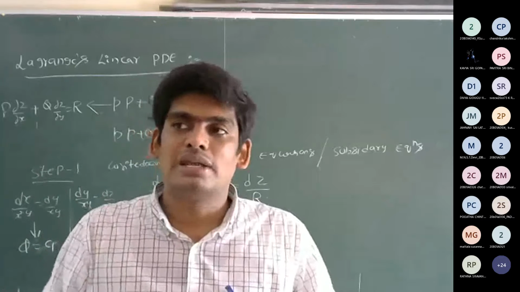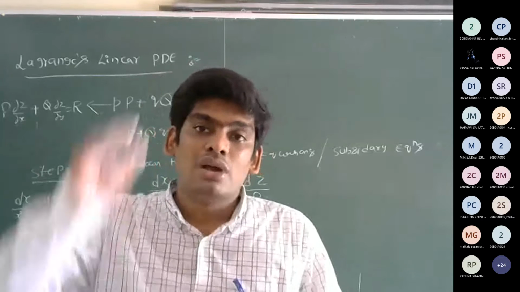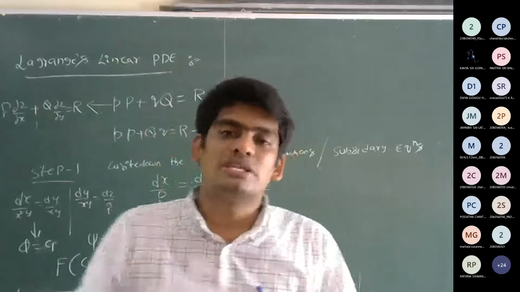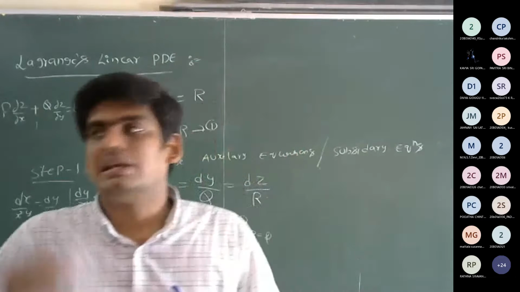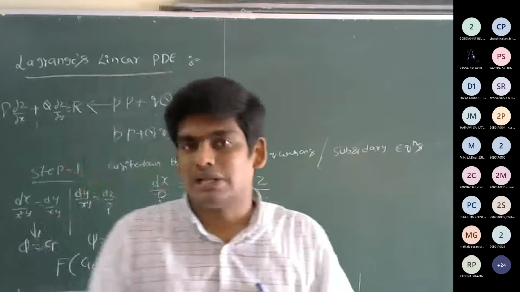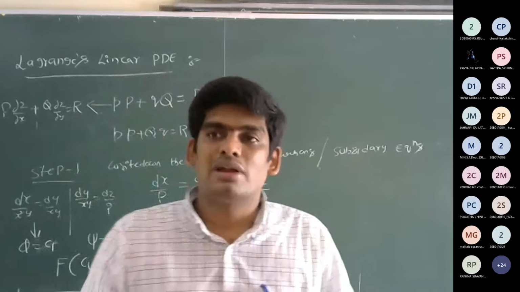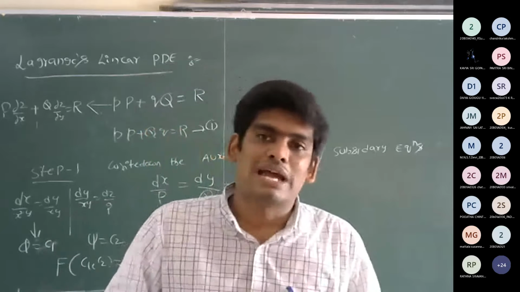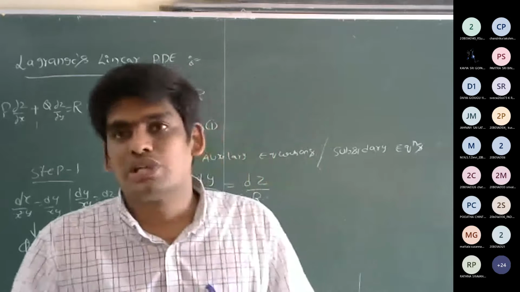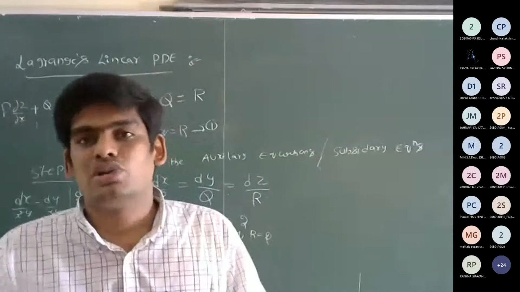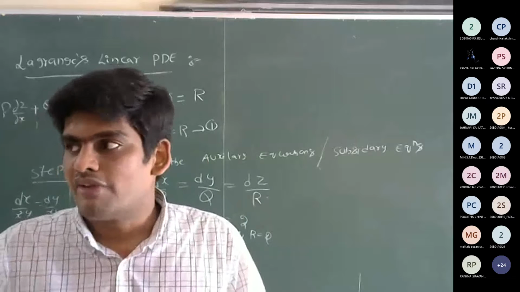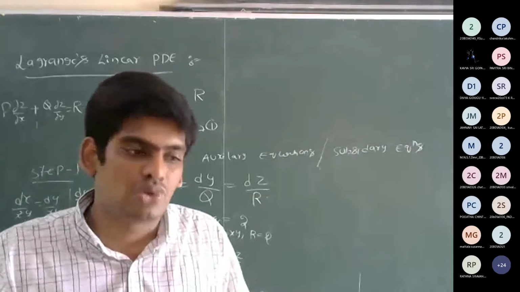So that is called the method of grouping. At least we have to calculate two solutions. No need to calculate three solutions or four solutions; that is not important. From our point of view, two solutions are required. So we have to calculate the minimum two solutions, and the final solution is F of c1 comma c2 is equal to 0.